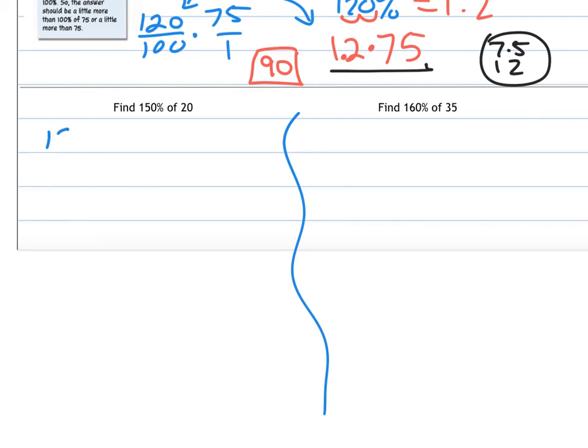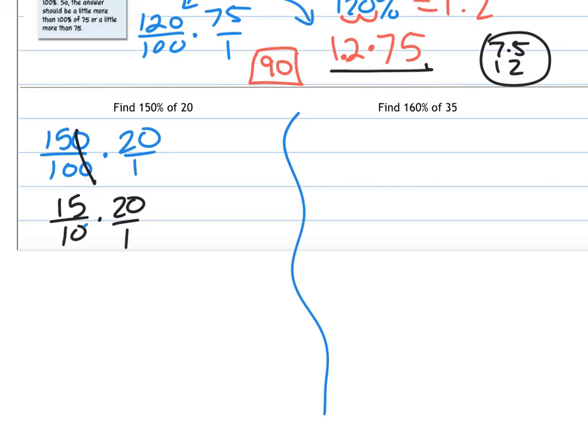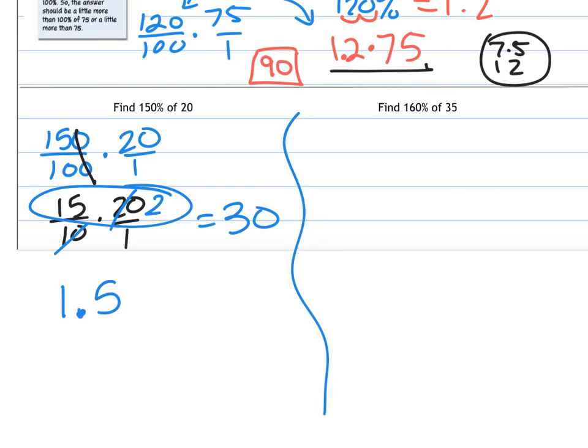So 150% is the same as 150 over 100 times 20. We also could look at that, right? Get rid of those zeros and say, well, it's 15/10 times 20. Well, I know that 10 goes into 20 twice. I'm looking for 2 of those, so I get 30. Same thing if I were to do the decimal. 150% is 1.5 times 20. Well, again, 20 times 1 is 20. Half of 20 is 10. I'm still going to end up with 30.